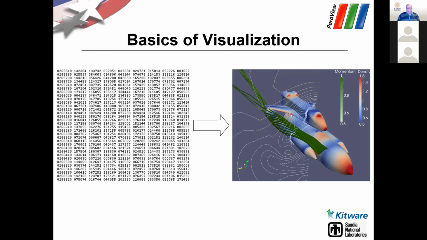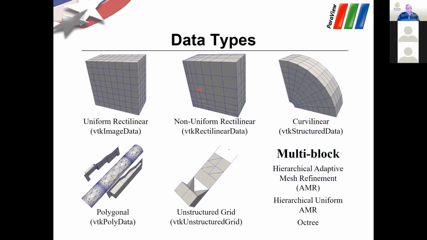So in this case, this is a wind tunnel simulation of the space shuttle. ParaView uses a number of standardized data types that are kind of the primitives of its visualization algorithms. If you start from the top left here, this is one of the most basic visualization data types, a rectilinear grid. So a grid consisting of rows, columns, and depth columns, so to speak.